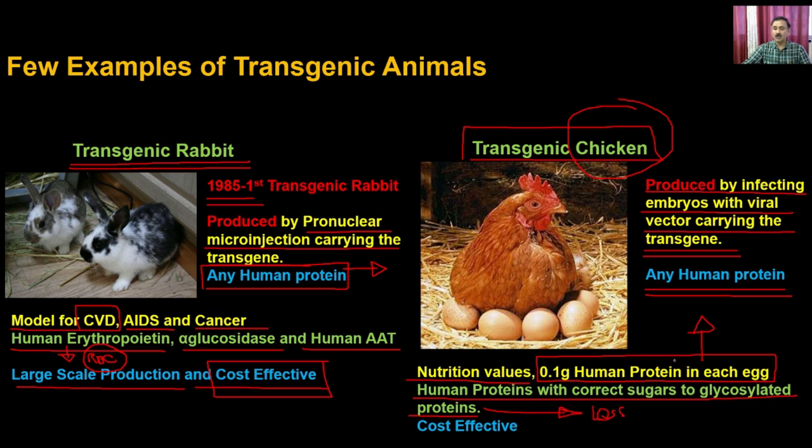because the glycosylation pattern on a particular protein activates the immune system, and these glycosylation patterns are a kind of recognition pattern. If the recognition pattern is the same, these proteins are also going to be accepted by humans without any kind of allergic reactions. And because you are producing this in the chicken, it is also going to be very cost effective.